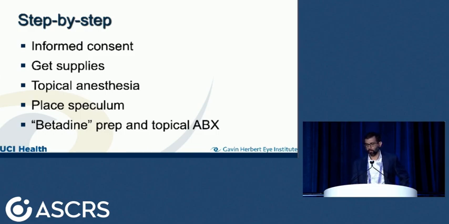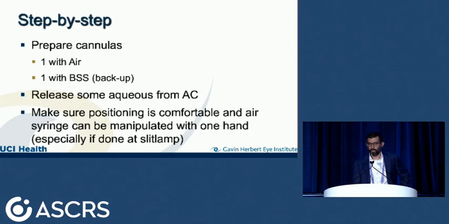Place your speculum. I do a betadine prep. It's not a full betadine prep, but enough that I'm just covering the area. Topical antibiotic. I prepare my cannulas, one with air, one with BSS as a backup. I think the key for me with rebubbling is making sure that you release some aqueous. Oftentimes people just go in and inject, and you're really going to get the eye very firm if you do that. So I go in, I release some aqueous, and make sure that you're positioned comfortably, especially if you're going to do it at the slit lamp.